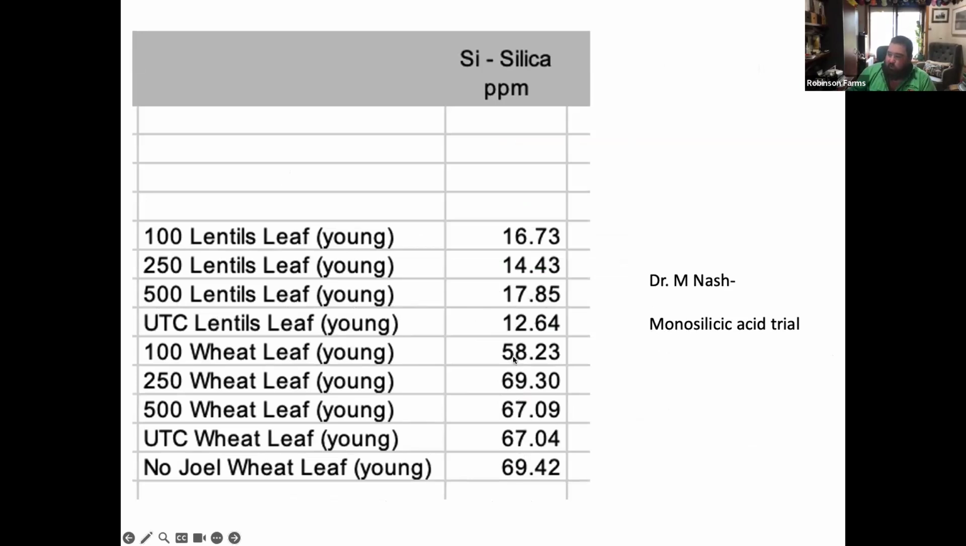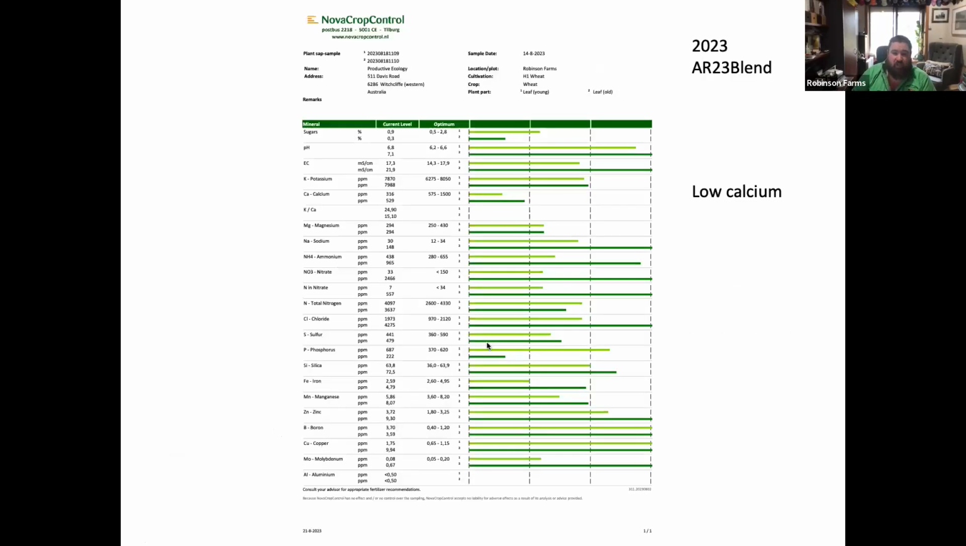Whereas the untreated control versus the 500 of monocylic acid on the wheat, we basically did not see a result difference. So that's just proving that some products do work and some products don't, in different situations, with different plants.